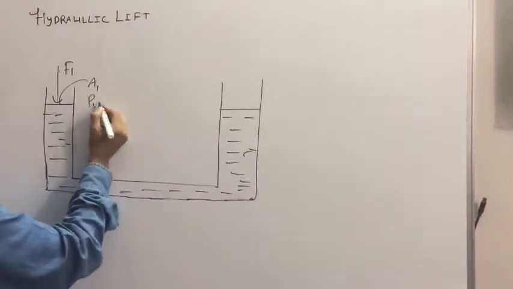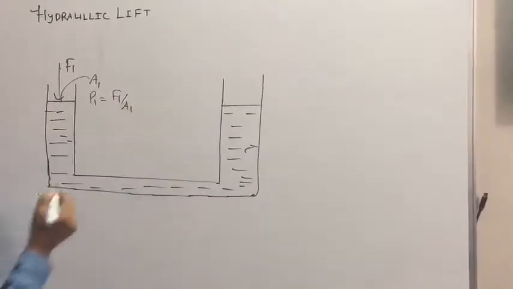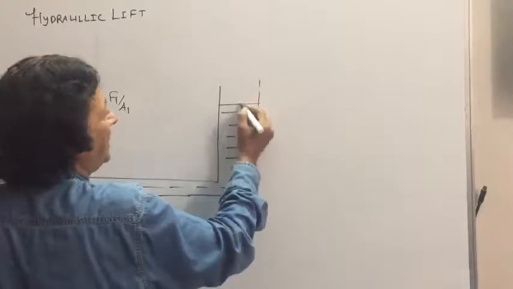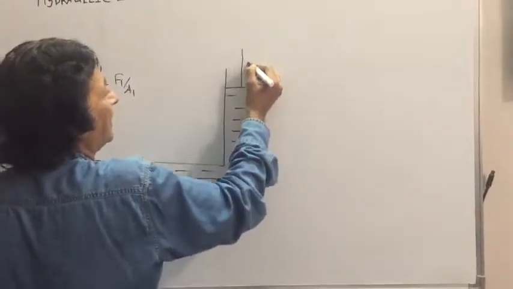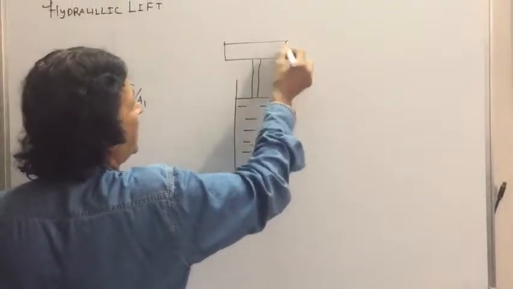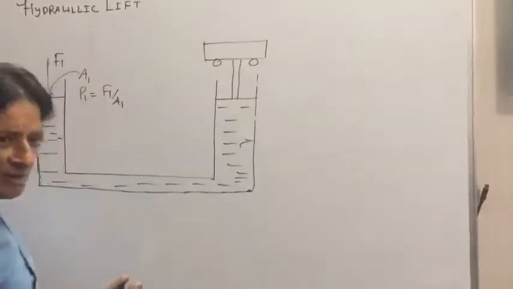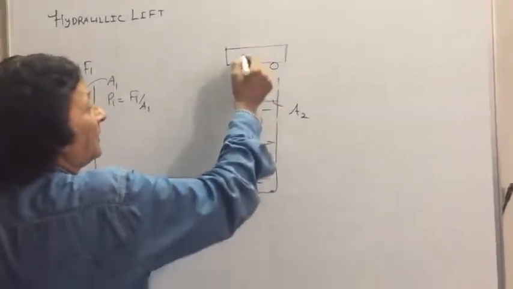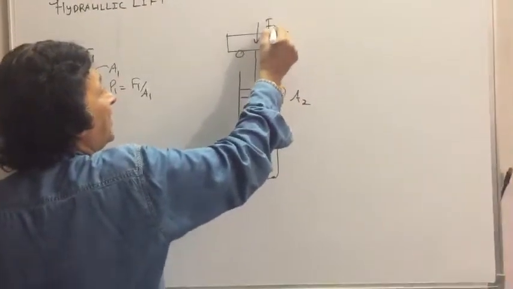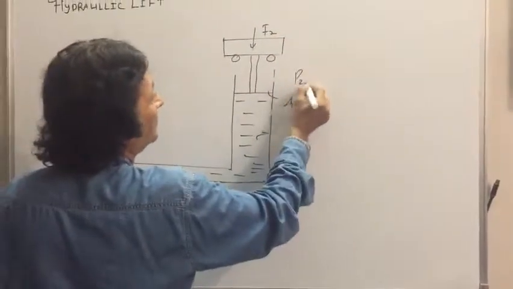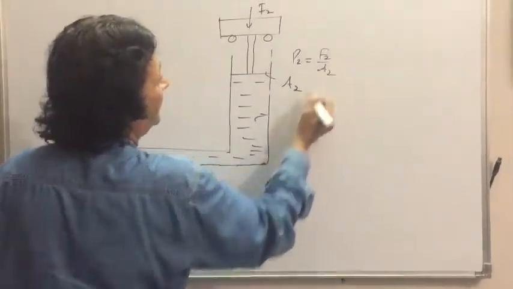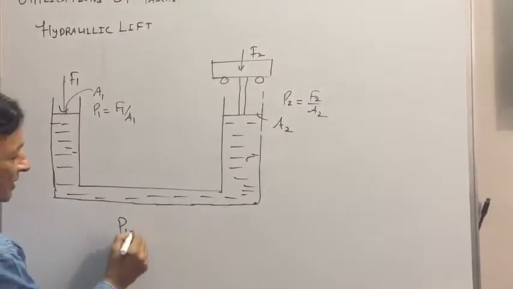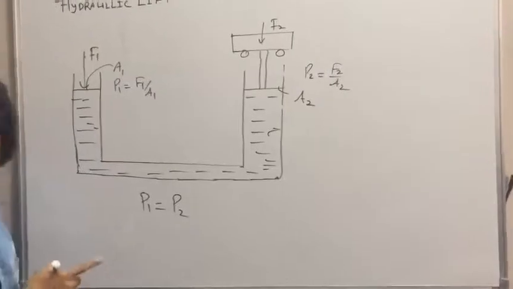What is pressure P1 here? F1 upon A1. Clear? Now, here we have a heavy load we have to lift, say a car, say any vehicle. Its area of cross section is A2. Now the force acting here is F2. So what is pressure P2 here? F2 upon A2. According to Pascal's law, pressure is transmitted equally in all directions.